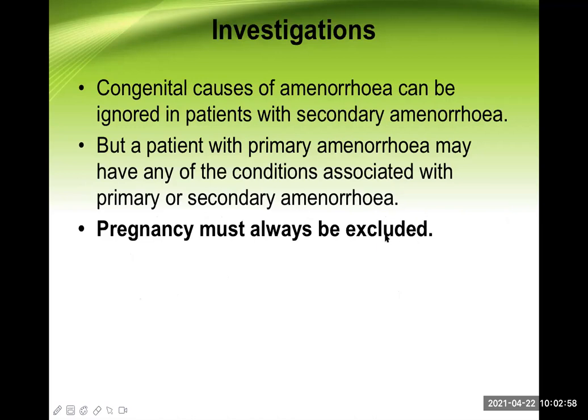Now, what investigation would you like to do for the confirmation of diagnosis of amenorrhea? The congenital causes of amenorrhea can be ignored in patients with secondary amenorrhea, because if congenital causes are there, then they should cause primary amenorrhea, usually. But a patient with primary amenorrhea may have any of the conditions associated with primary or secondary amenorrhea. Now, if somebody is saying primary, of course, the menstruation will never occur, isn't it? So that's the point. And pregnancy must always be excluded.